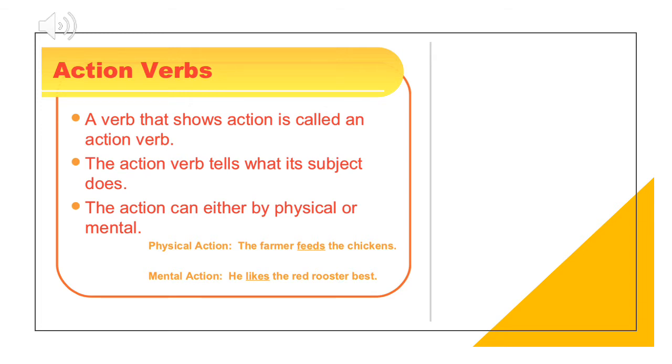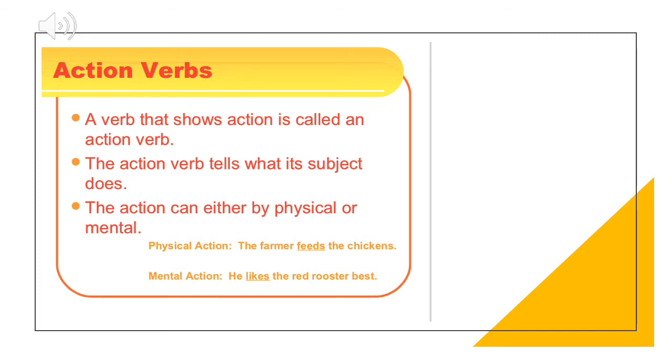So your first one is your action verbs. A verb that shows action is called an action verb. The action verb tells us what the subject is doing. The action can either be a physical or a mental action. The physical action, that means using your body.